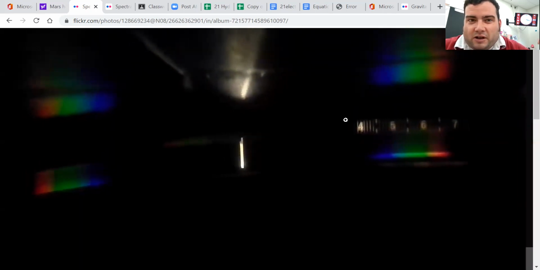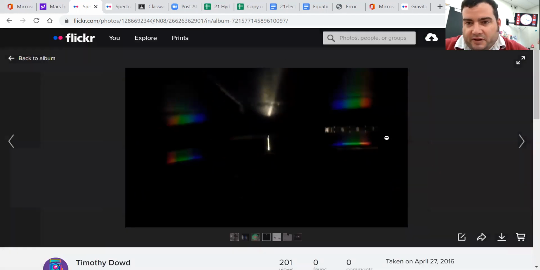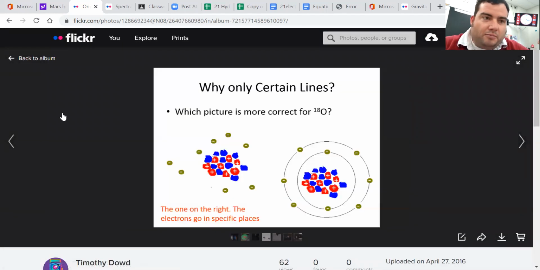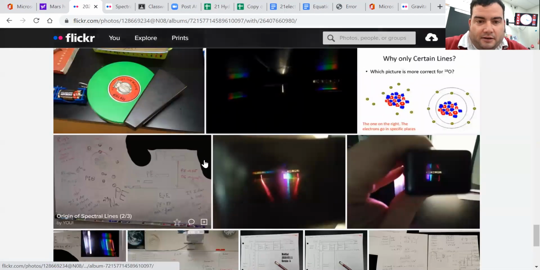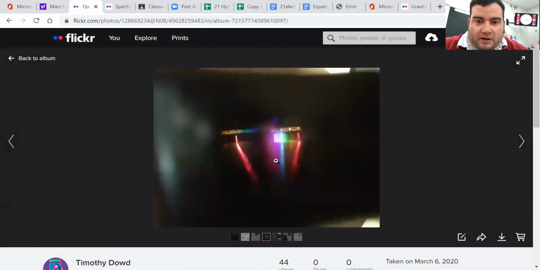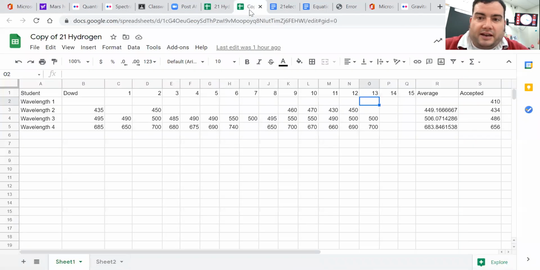These are not very high quality. So what I typically do is have every student point their spectroscope at the hydrogen and record what they think the lines are. And I have them put in a spreadsheet what the values they observe are, and then we average them.